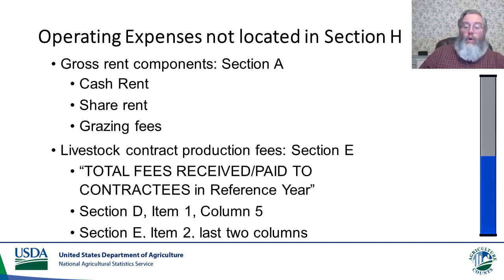The other notable operating expense not included in Section H includes the livestock contract production fees accounted for in Sections D and E. Livestock contract production fees are both income to the operator and an expense to the contractor. So the value is used in two different ways, so it's important to get it right since contractor expenses tend to be a $6 billion item annually nationwide.